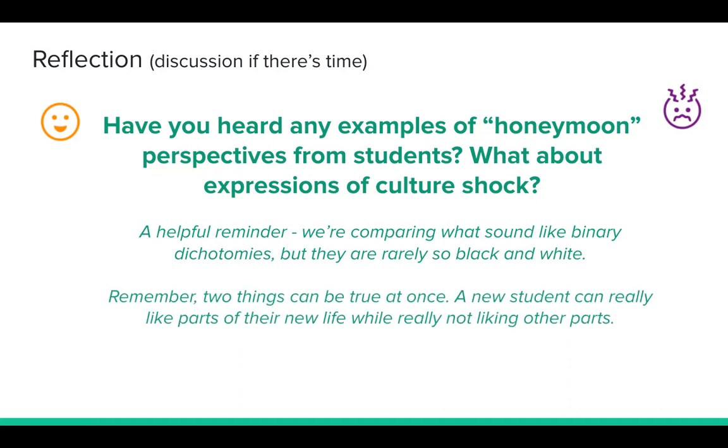So a helpful reminder that we're comparing what may sound like binary dichotomies, right? Like, oh, the honeymoon phase and the culture shock phase, everything is great and it's beautiful here versus, oh, everything sucks and everybody hates me, right? But not everything is so black and white, as I'm sure you know, but just to state it for the record. And also two things can be true at once, right? There are some things that our students can really like about living here, and there are other parts that they may not be wild about. So there aren't solid boundaries between these phases. So, all right.